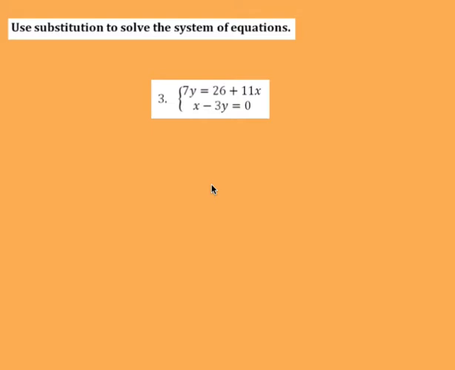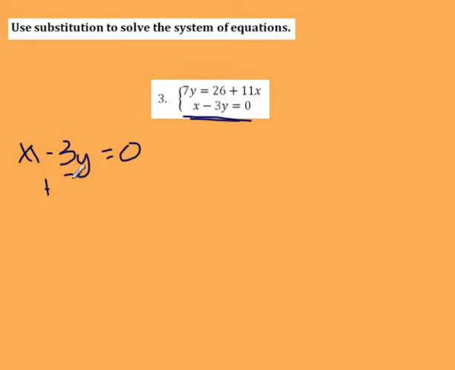Today we're just going to go over the finishing up of the notes that I would normally do in class. So let's start by taking a look at number 3. In order to solve number 3 by substitution, we first want to take this, and I'm going to solve it for x. So we have x minus 3y is equal to 0.